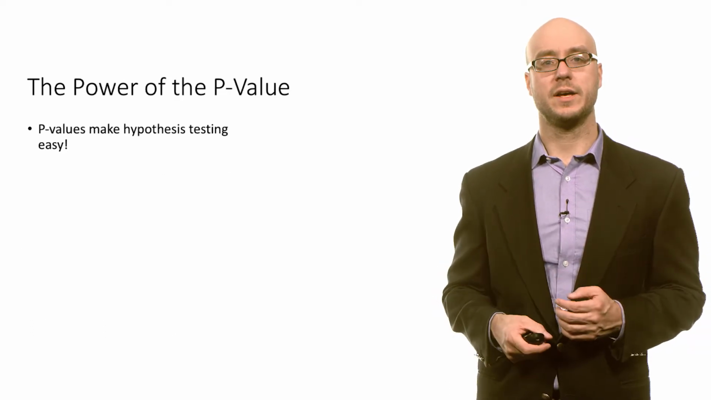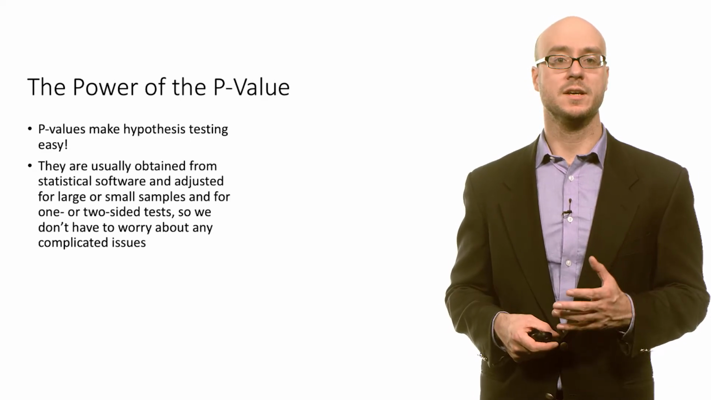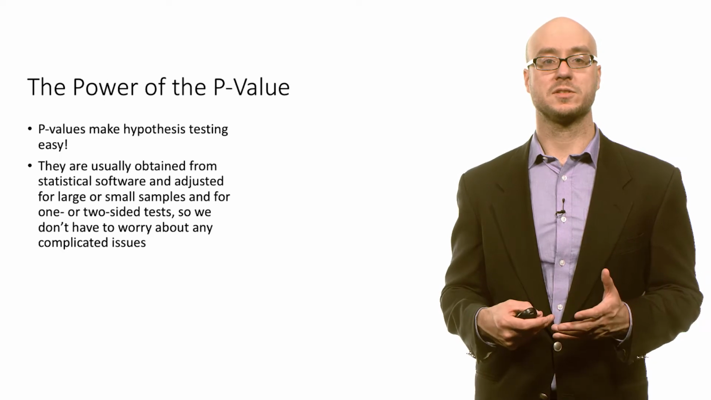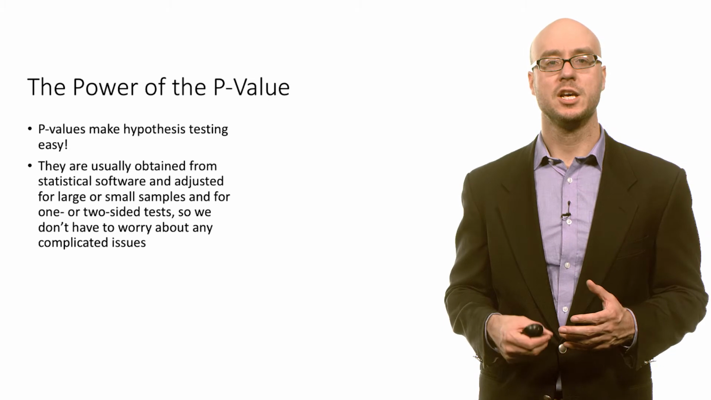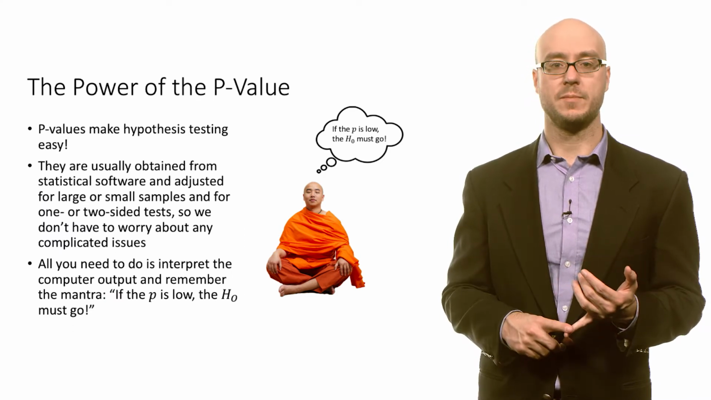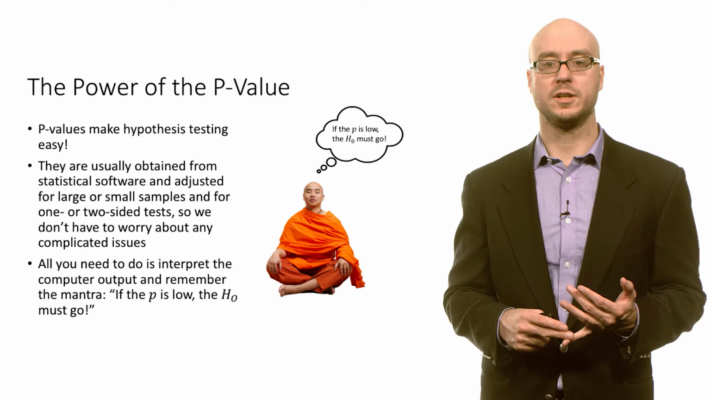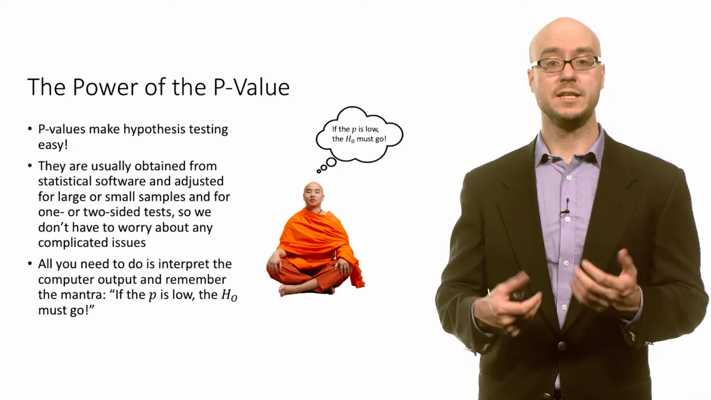Let's think about why the p-value is so powerful. It makes hypothesis testing easy. They're usually obtained from statistical software, and they adjust for large or small samples and for one- or two-sided tests. So you don't have to worry about any complicated issues with the p-value. All you need to do is interpret the computer output and remember the mantra: if the p is low, the null must go. What's great about the p-value is all you need to know is something about the hypothesis test. You know, what's the null, what's the alternative, and then all you need to know is the p-value. And then you can make an easy interpretation.